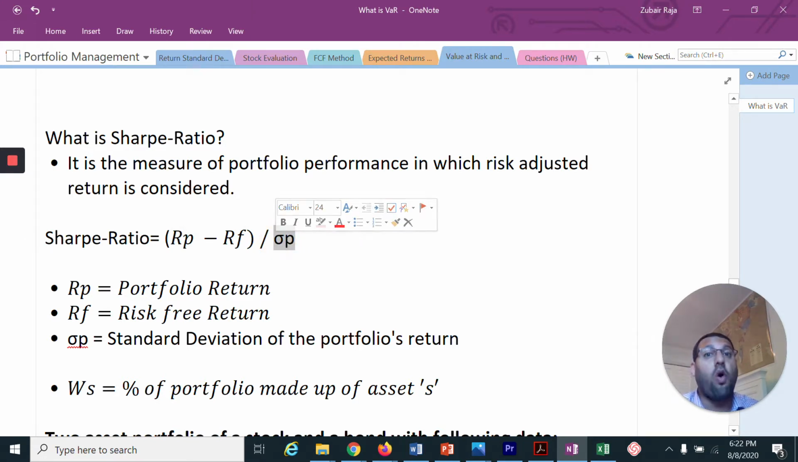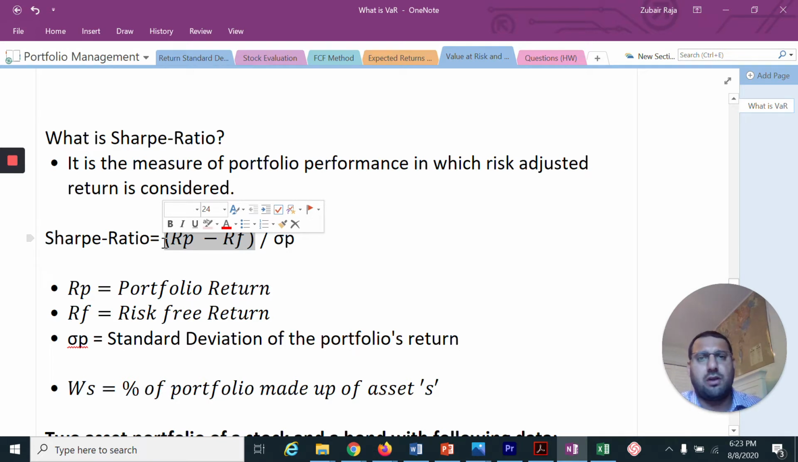So this is the overall risk. This is not the market risk. It's not beta. If it is beta, this is called the Treynor ratio, but this is the Sharpe ratio. So it means that this numerator, we call it the excess return. That is, what is the return on top of the risk-free return the investor is getting by investing into this risky portfolio. So it means it's a risk premium. So the numerator is the excess return divided by the portfolio risk.